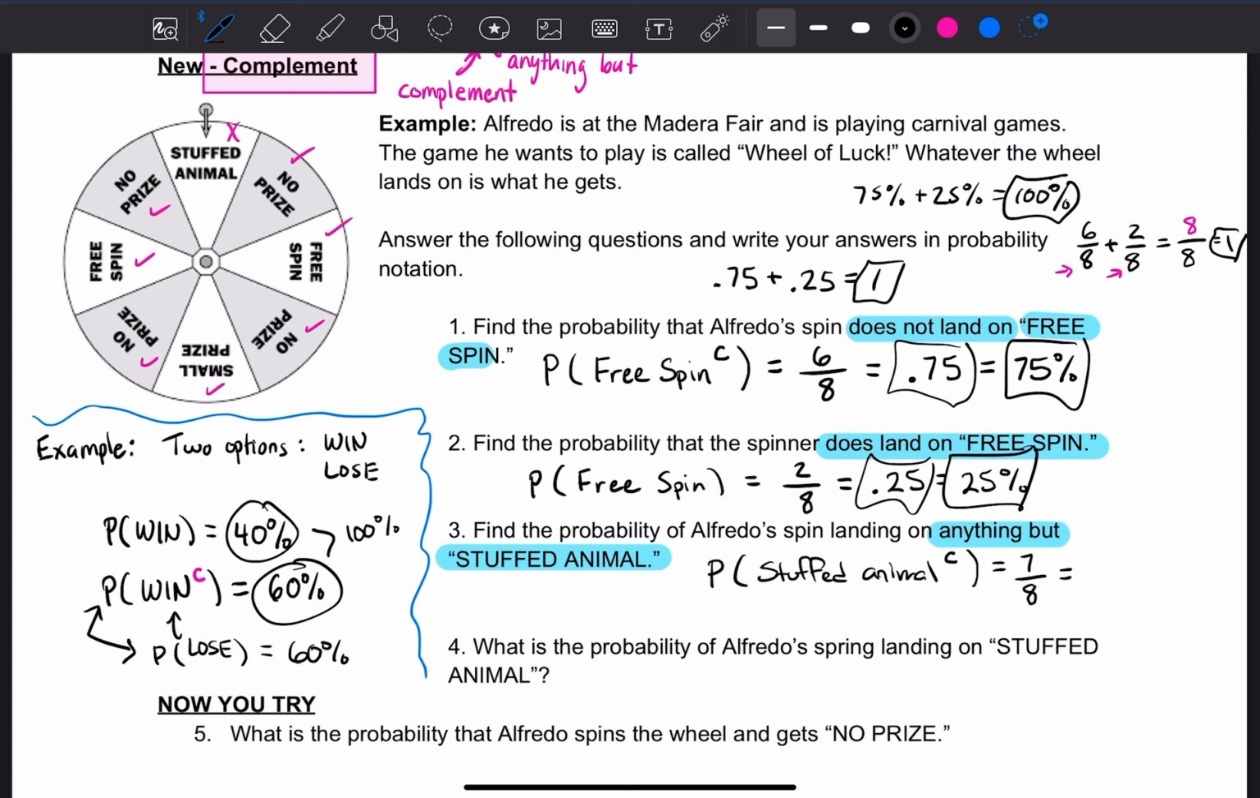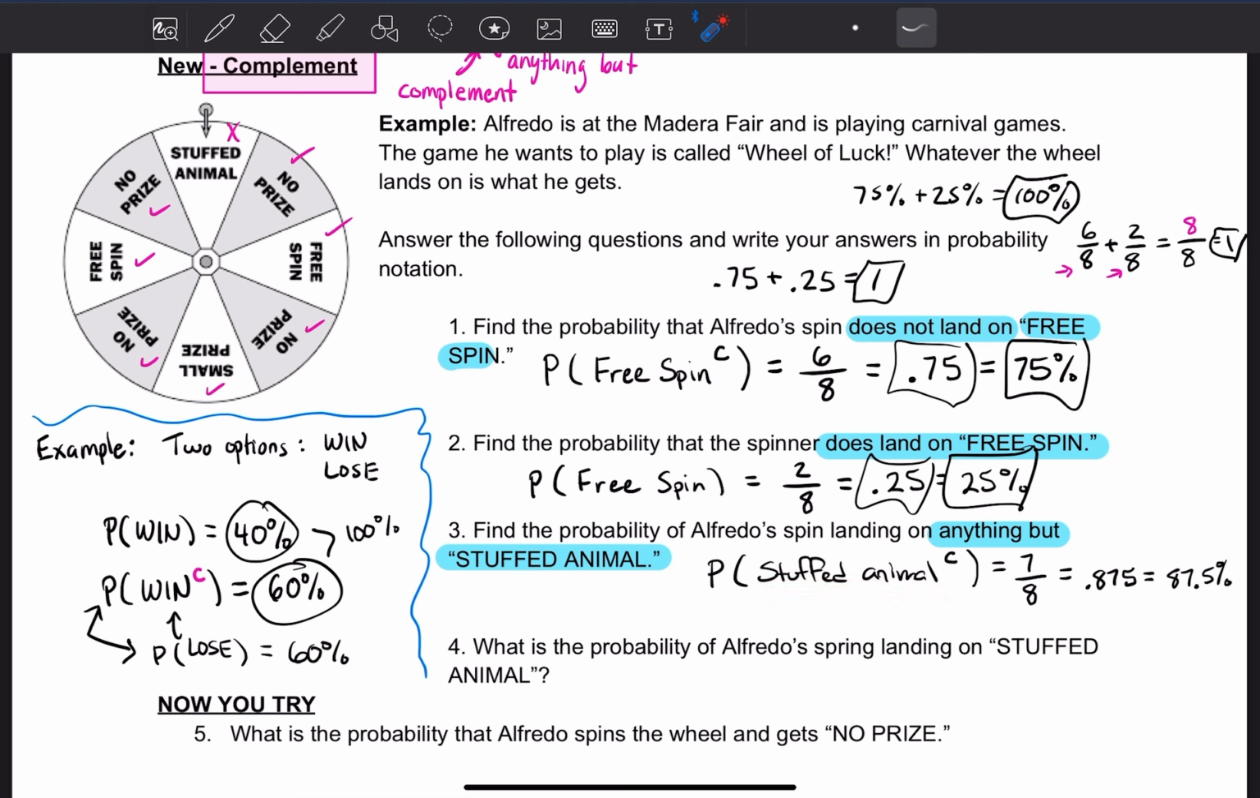And as a decimal is 0.875, and as a percent is, if we multiply by 100, 87.5%. Now, that's for the complement of a stuffed animal. Anything but a stuffed animal.